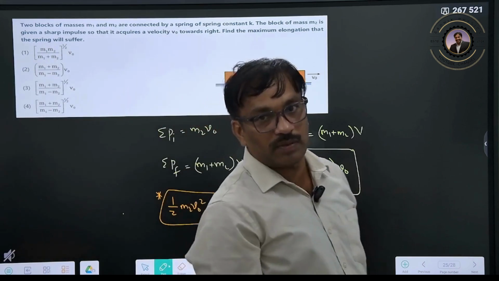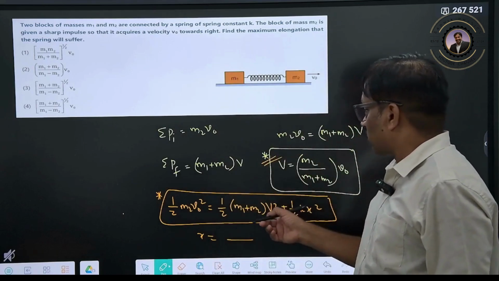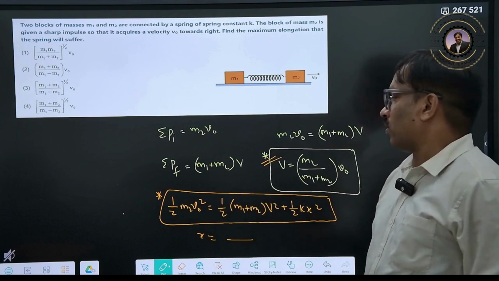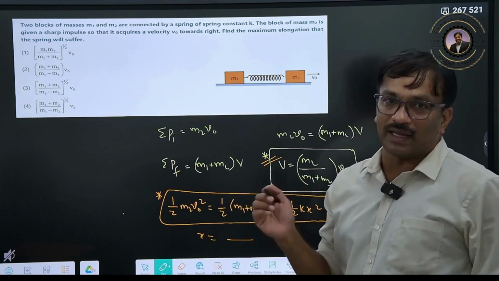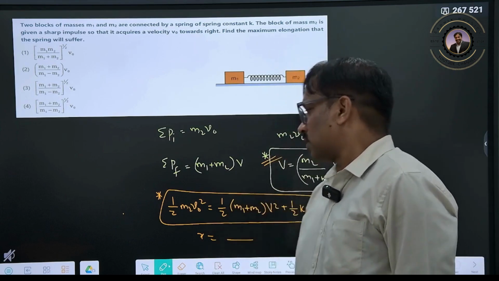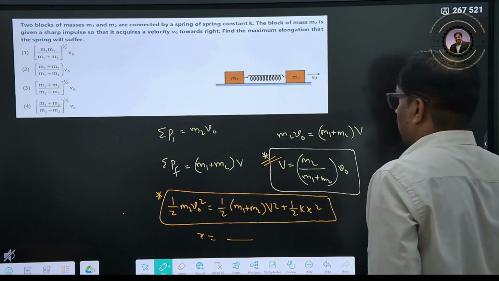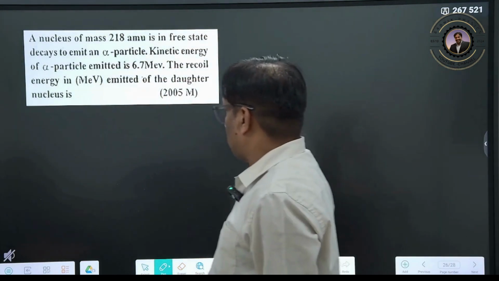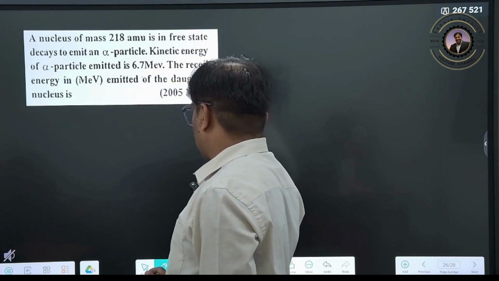It's a simple concept. Substitute this v value here and simplify, then you can calculate the x value. We have already calculated this type of concept so many times. It's just mathematics, just go through it. Now we will see one more concept. Let us see here.